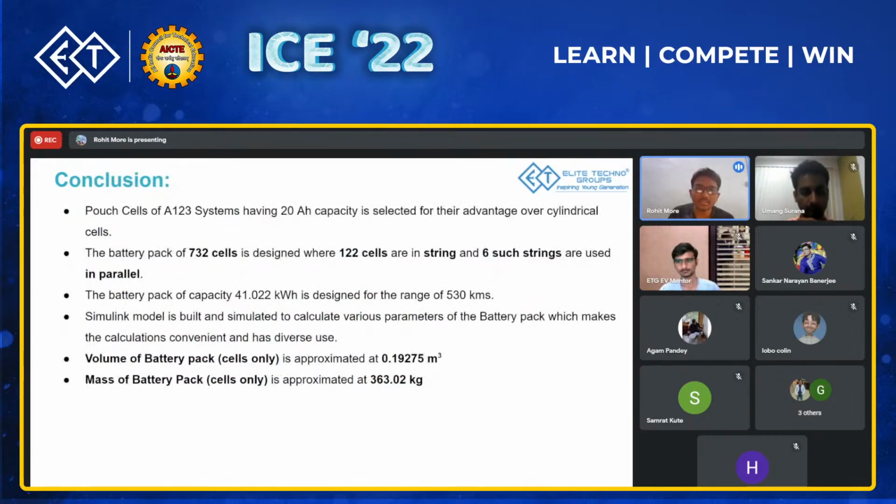So to conclude the presentation, the power cells of A123 having 20 ampere-hour capacity are chosen for their advantages over the cylindrical cells, and 732 cells are used, with 122 per string, and 6 strings are used. A battery pack of 41.022 kilowatt hour is designed for the range of 530 kilometers, and the volume of the battery pack is approximated at 0.1275 cubic meter, and the mass of the battery pack is 363 kilograms.